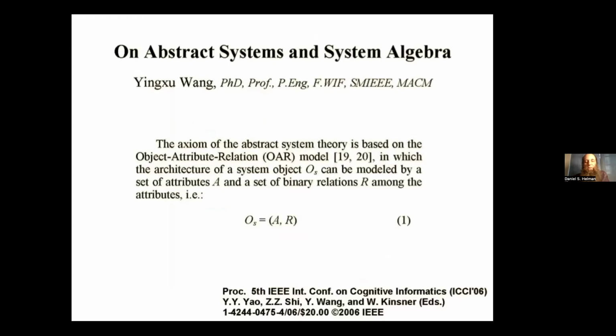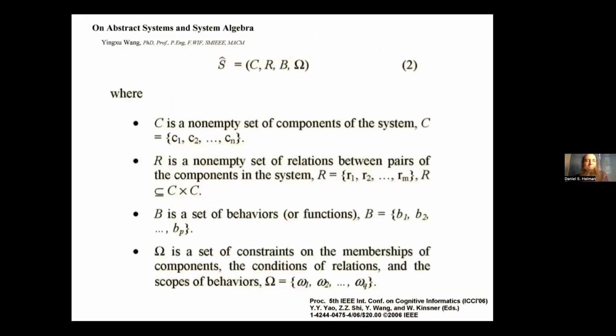terminology for it. So this is an easy example from Wang's paper. The system has attributes and also relations between the attributes. Next slide, please. For a closed system, you can talk about components, relations between the components, functions or behaviors, and also constraints.